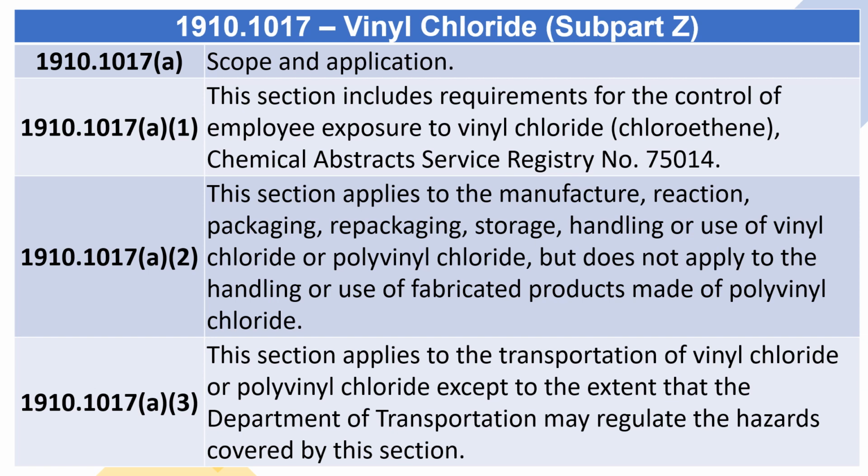75014. 1910.1017, A2. This section applies to the manufacture, reaction, packaging, repackaging, storage, handling or use of vinyl chloride or polyvinyl chloride, but does not apply to the handling or use of fabricated products made of polyvinyl chloride. 1910.1017, A3. This section applies to the transportation of vinyl chloride or polyvinyl chloride except to the extent that the Department of Transportation may regulate the hazards covered by this section.